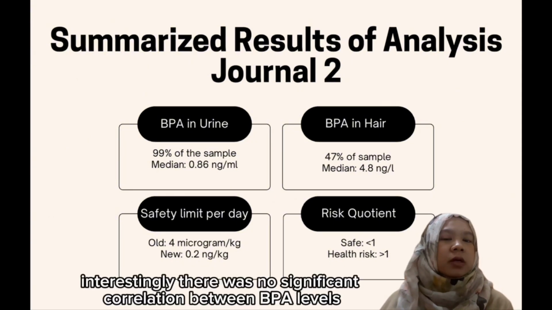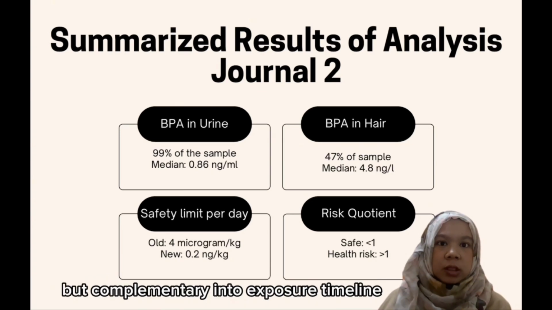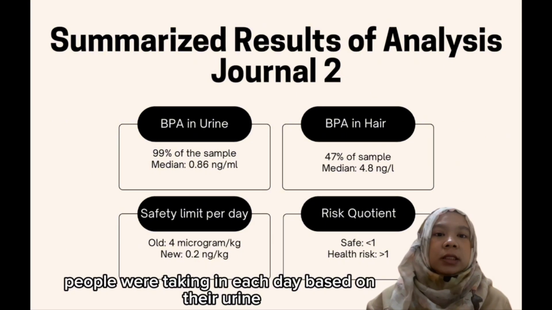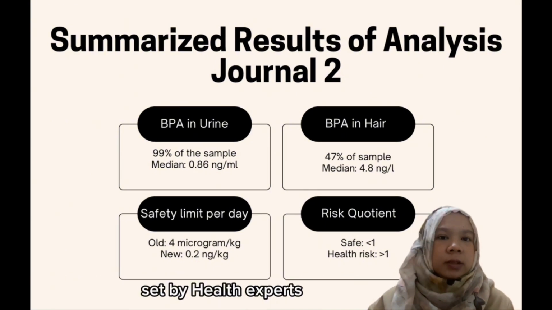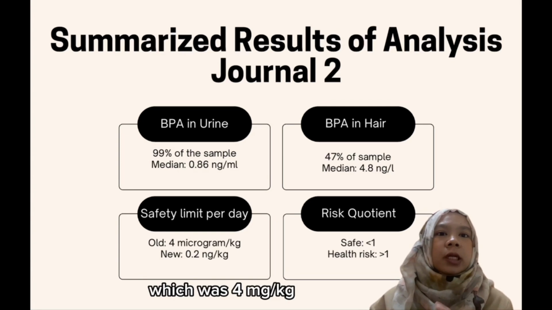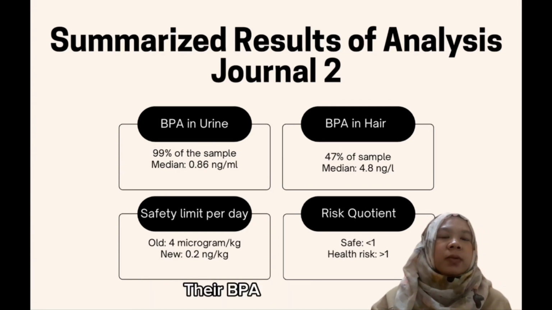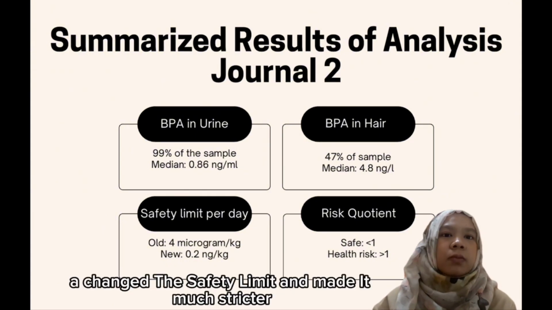Interestingly, there was no significant correlation between BPA levels in urine and hair, showing that both sample types provide different but complementary insights into the exposure timeline. When scientists estimated how much BPA people were taking in each day based on their urine, everyone was below the old safety limit set by health experts, which was 4 micrograms per kilogram of body weight per day. So, using the old rule, their BPA levels seem safe. But recently, EFSA changed the safety limit and made it much stricter.